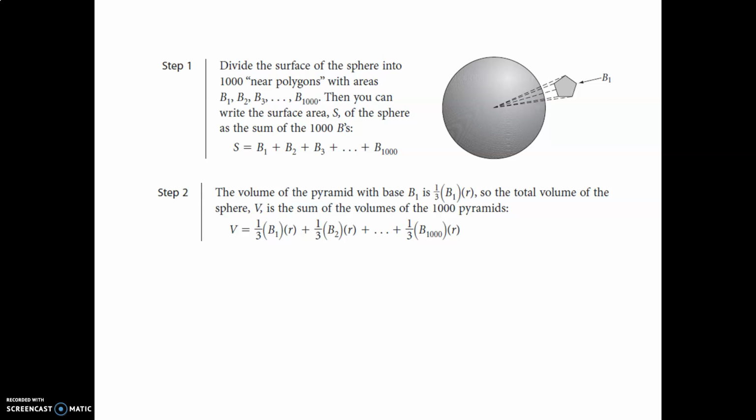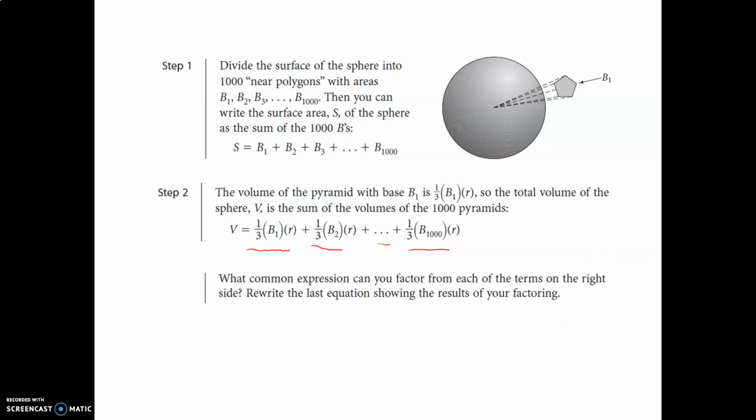So the total volume of the sphere, V, is the sum of the volumes of these 1,000 pyramids. So here's the first pyramid, here's the volume of the second, and so on, all the way up to the volume of the 1,000th. So it says, now, what common expression can you factor from each of the terms on the right side? Well, I can factor out a 1/3 and an r, 1/3 and r from each of them.